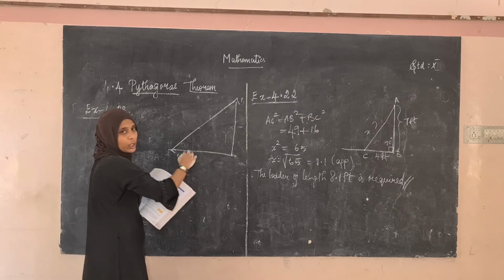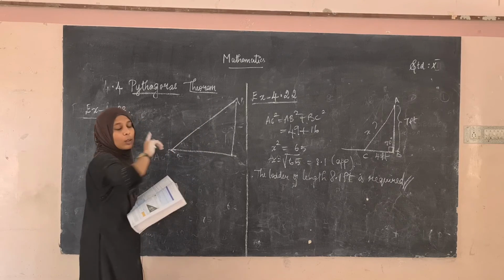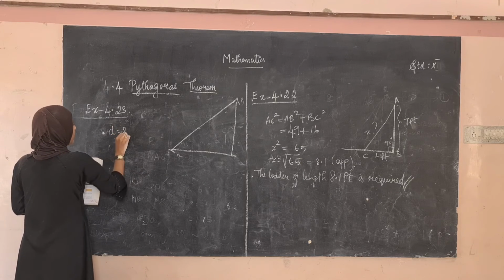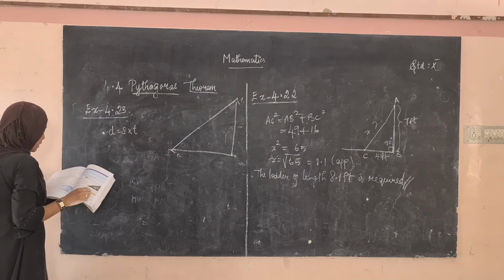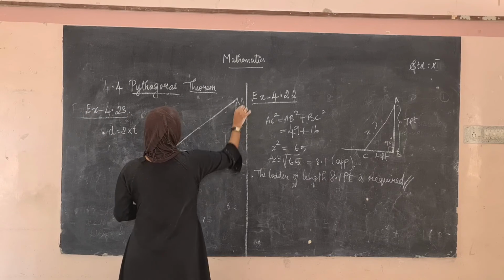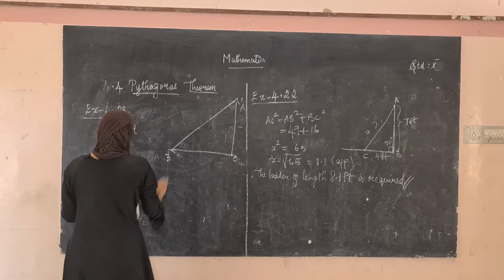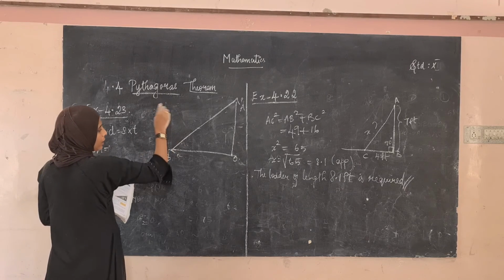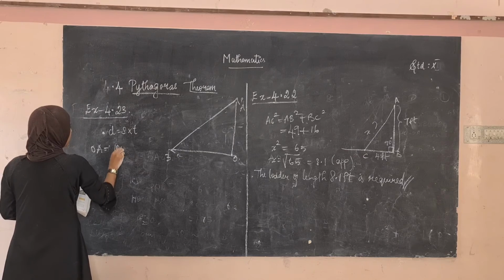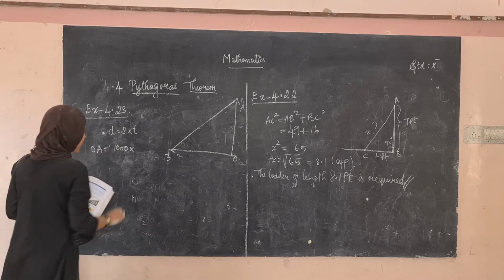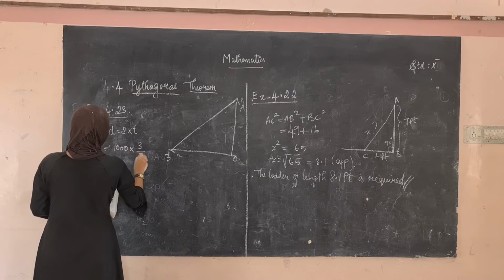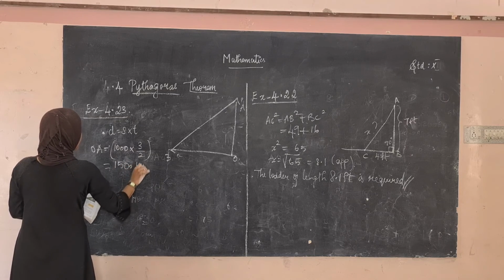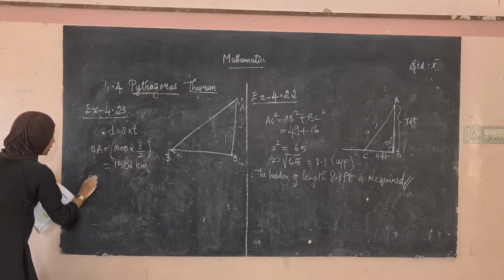How many hours has it moved? It has moved 1.5 hours. We know that distance is equal to speed into time taken. Let this be O, this point A and this point B. OA distance is speed 1000 into time taken 1.5, that is 3 divided by 2. 500 into 3 is 1500 kilometers. And again we have to find the distance OB.